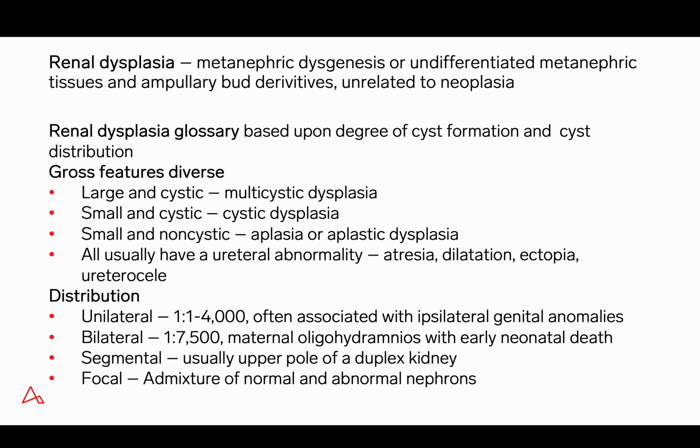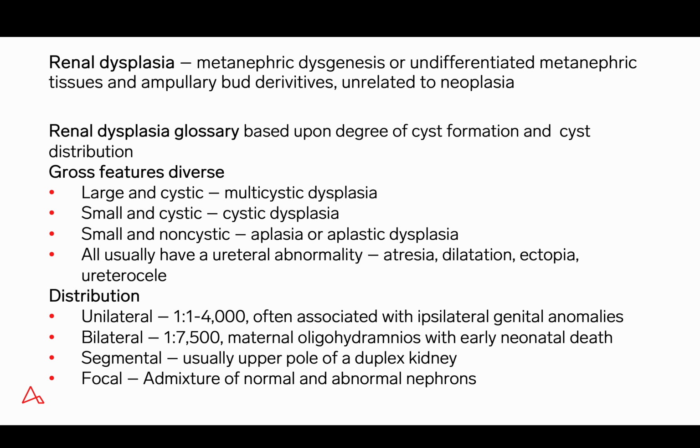What is renal dysplasia? Well, quite simply, it's abnormality in nephrogenesis, in which we have undifferentiated metanephric kidney, and it can also involve ampullary bud derivatives as well. Although the word dysplasia is part of the lexicon, it's unrelated to neoplasia.